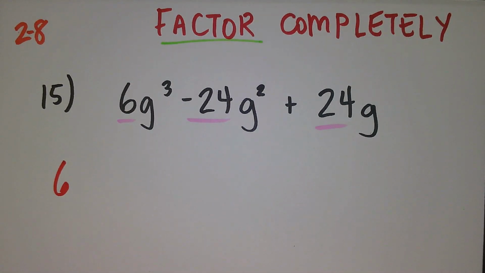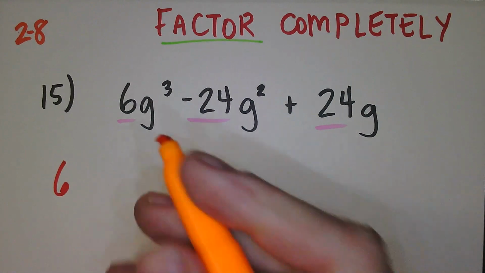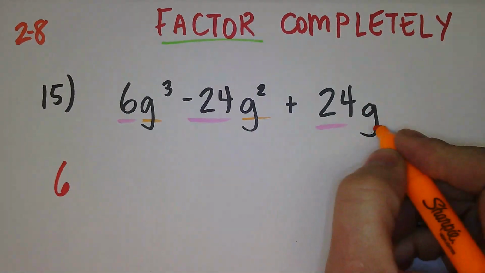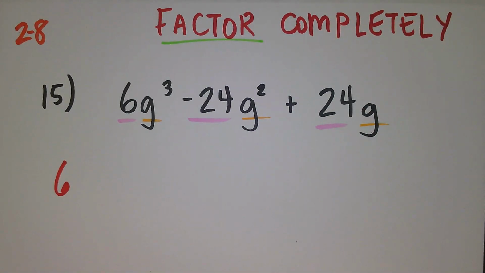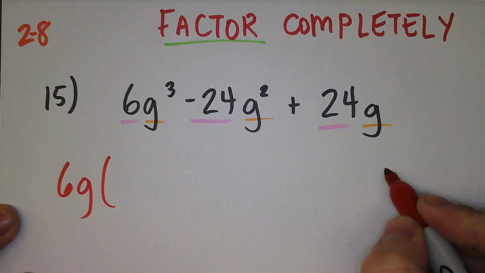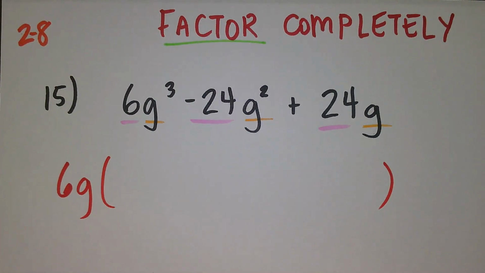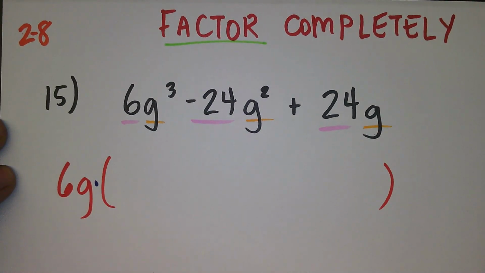But I also want to look at the variable component and see if there is a common variable here. And it looks like there is. G cubed, G squared, G. So I can also pull out a G from every single one of these. So let's see what happens when I do that. I have factored this out. You can also think of it as dividing. I'm removing this with division. So I'm setting it up on the outside as multiplication.